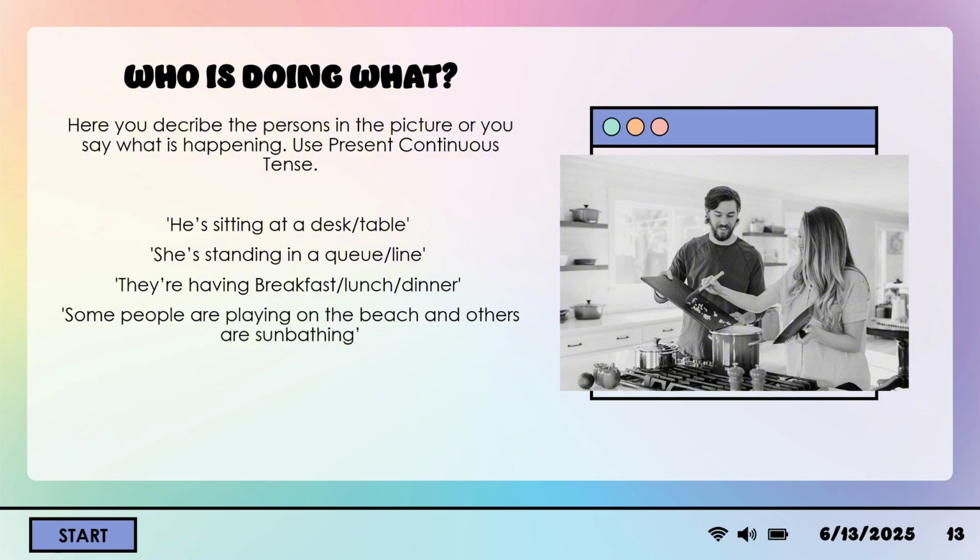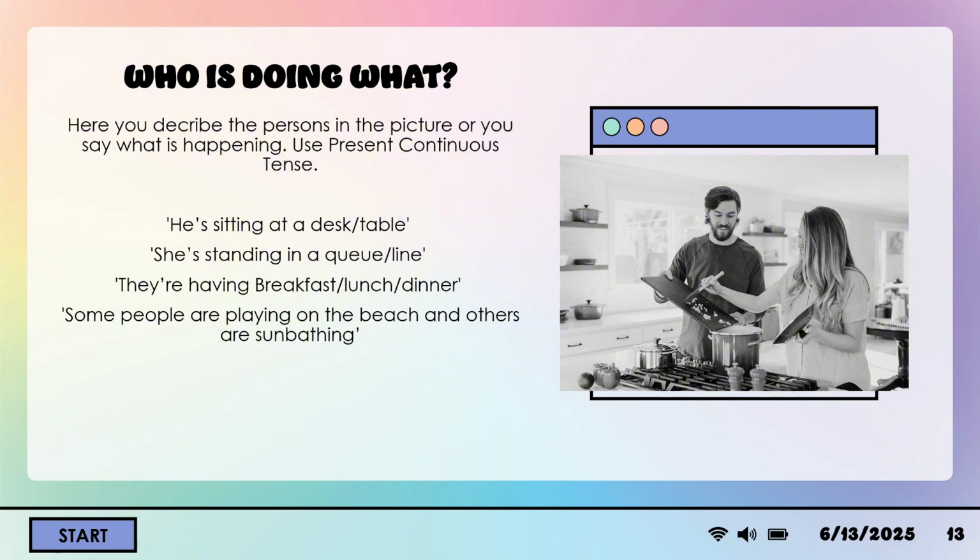And then what they are doing is one of the ways for you to describe, right? Here you can describe the persons in the picture or what they say when they are doing things. For example, what you can see, they are cooking. The lady is putting the stuff into the pot while the guy is helping her, right? She is holding the pot, a red pot with boiling water in the pot, and the person is holding a black cutting board.